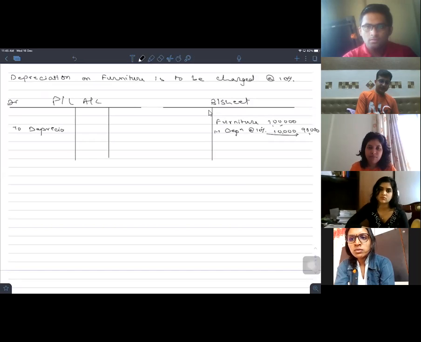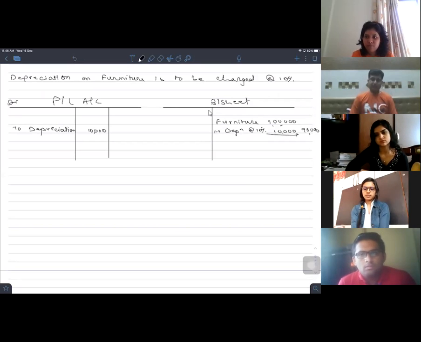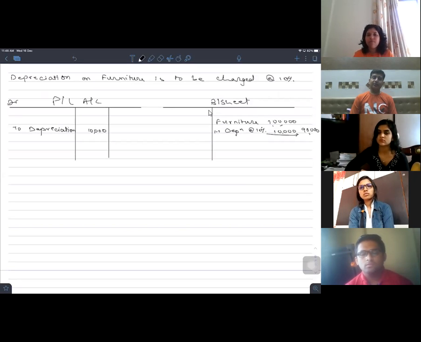Depreciation rupees 10,000. Only the amount of depreciation will come in the P&L account and not the total amount. But if there are multiple assets, the depreciation on all those multiple assets can be shown together in the profit and loss account.